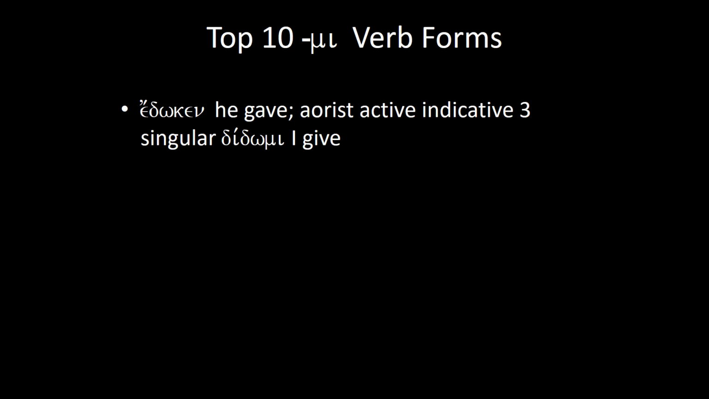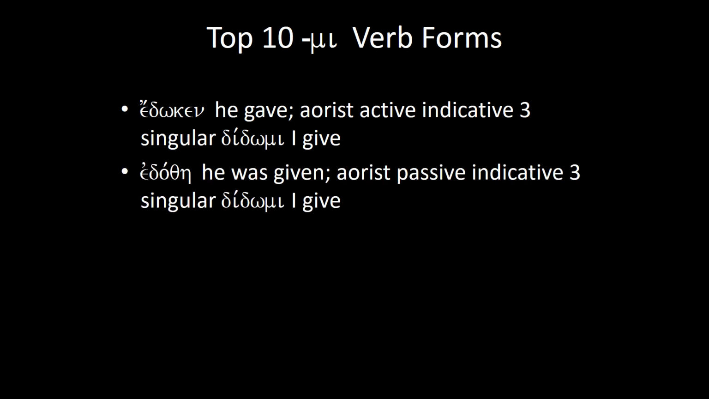These are specific forms. Edoken. I told you already this one is very frequent. It's the most frequent form of any mi verb. It means in translation, he gave. This form is aorist active indicative, third singular from didomi, I give.